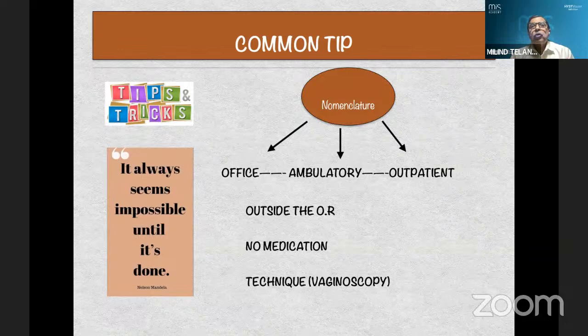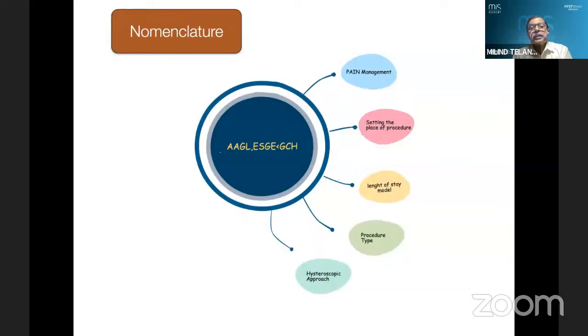But what I do, or what Bettocchi does, or what Attilio does, is outside the OR, no medication, and vaginoscopic technique. When you say outside the OR, it can be in a clinic, in a tertiary care center, or it can be an inpatient also. Since there was confusion, to bring everyone onto the same platform, the AHL, ESG, and GCH came together and tried to put everyone on par when you say office or ambulatory. And then they had 5-6 components.